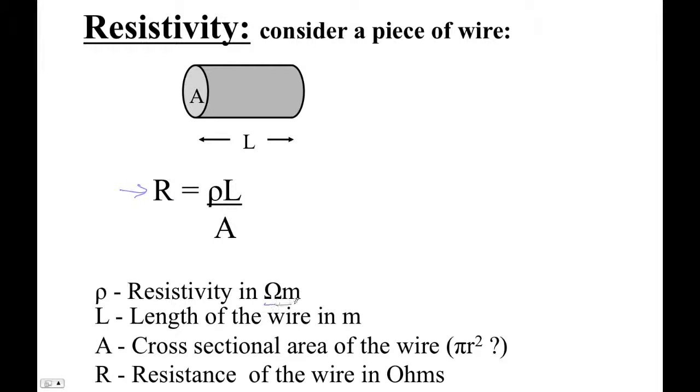Notice that the resistivity is in ohm meters, because ultimately you're going to have ohm meters times meters divided by square meters. Ultimately, the resistance will be in just ohms, because the meters all cancel out. So basically, this resistivity is the thing that doesn't depend on the dimensions of the wire. It's just the inherent resistance of the material.